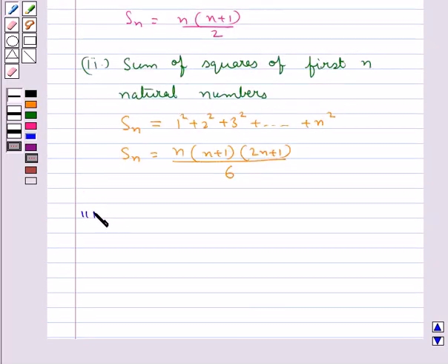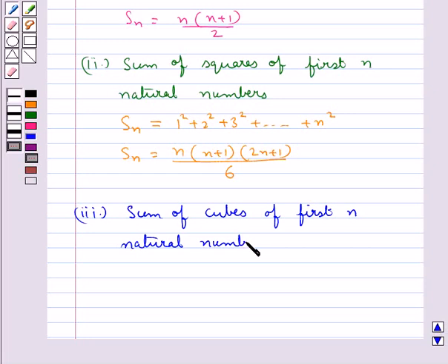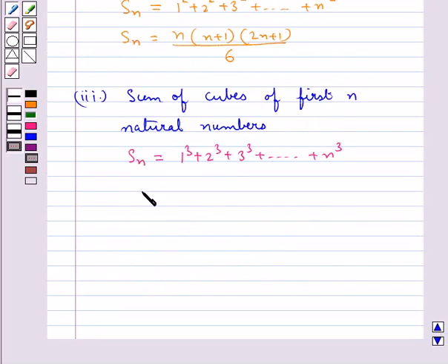Next is sum of cubes of first n natural numbers. Let it be denoted by Sn equal to 1 cube plus 2 cube plus 3 cube plus and so on up to n cube. Then this Sn is equal to n into n plus 1 the whole square upon 4.